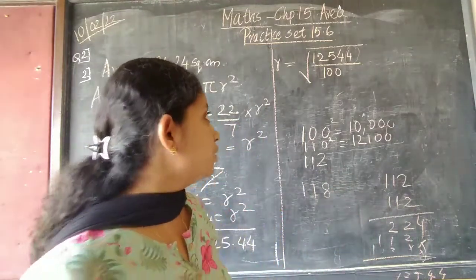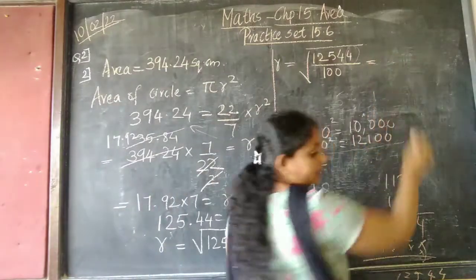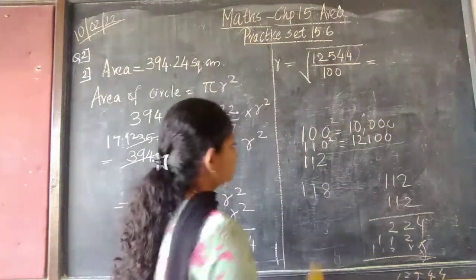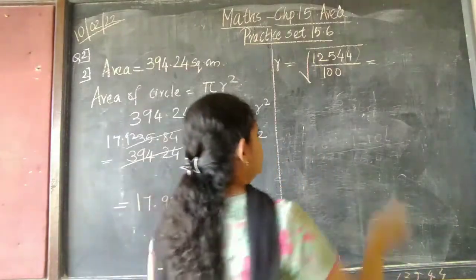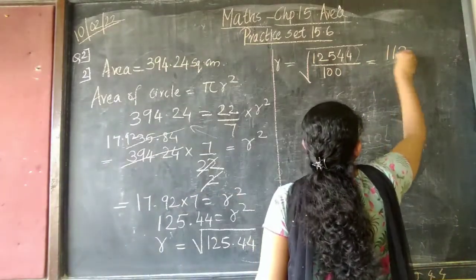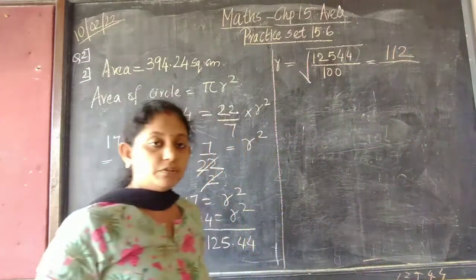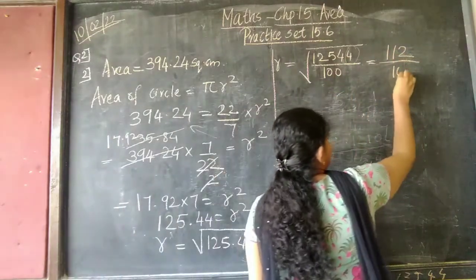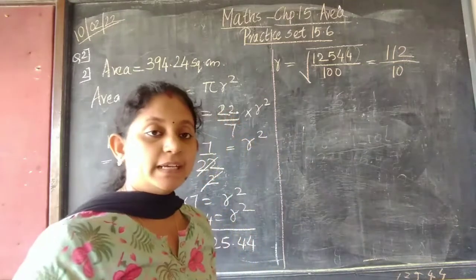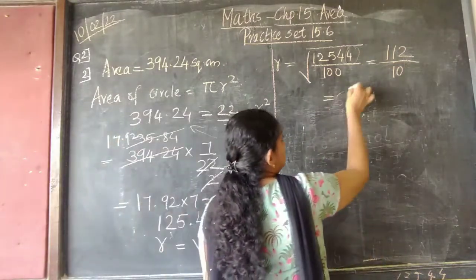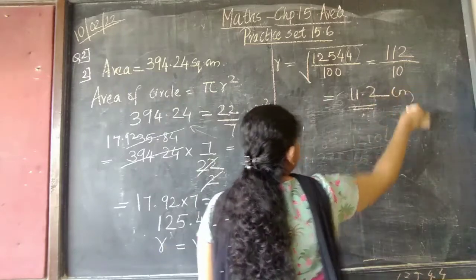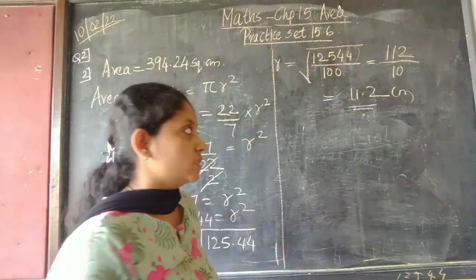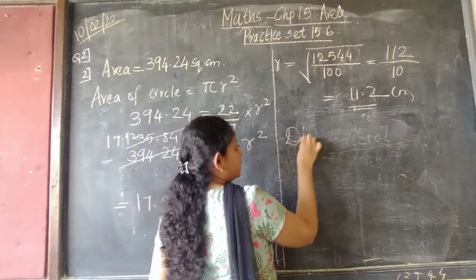Okay, now we shall continue. The answer we are getting over here is 112. What is the square root of 100? Everyone knows it is nothing but 10. So 112 divided by 10. What is the answer? 11.2 centimeter. What is this 11.2? That is nothing but the radius. We are going to find out the diameter.